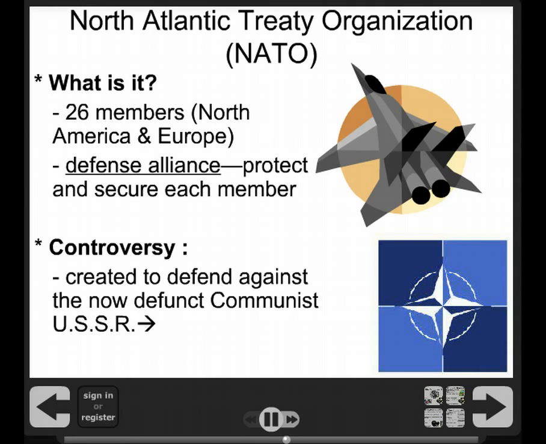Well, again, each organization has some controversy. The controversy with NATO is that it was created to defend against communist USSR during the Cold War. And now that the Cold War is over and the USSR doesn't exist anymore, some people feel that NATO does not need to exist. So always remember, there's a pro and a con to each organization.